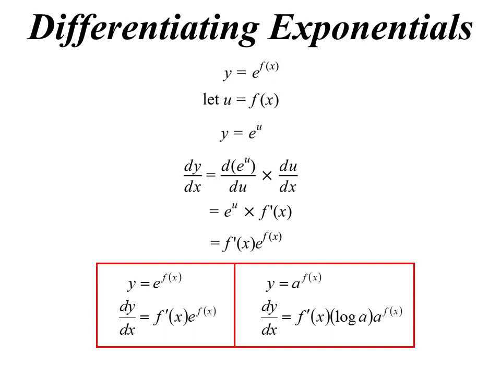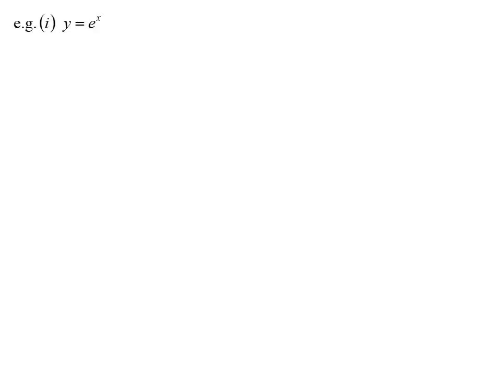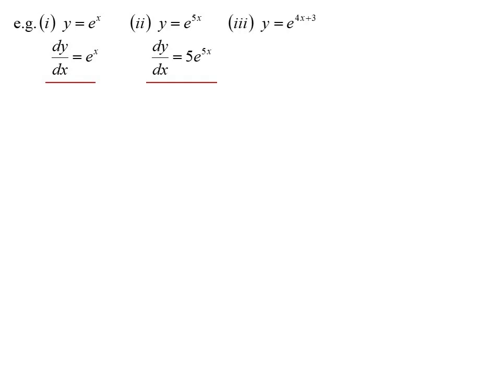Alright, let's just do something. Yeah, we hope they give us this one. The world's easiest derivative, y equals e to the x. Derivative is e to the x. But if it's some other power, we have 5x. Well, what we now know is all I've got to do is differentiate the power itself. If I differentiate 5x, I get 5. So we'll get 5 e to the 5x. 4x plus 3. Differentiate 4x plus 3, I get 4. So it's 4 e to the power of 4x plus 3.